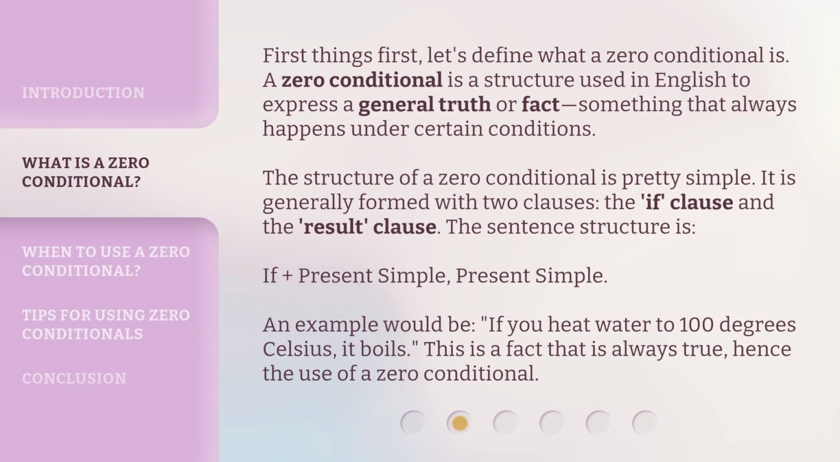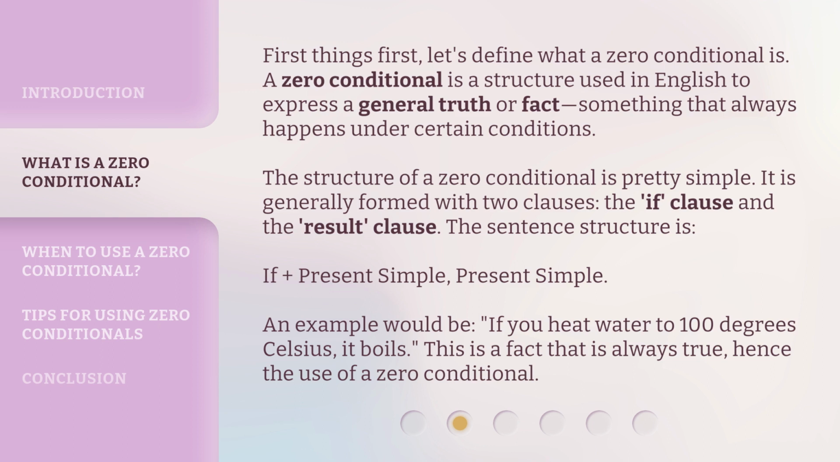First things first, let's define what a zero conditional is. A zero conditional is a structure used in English to express a general truth or fact, something that always happens under certain conditions. The structure of a zero conditional is pretty simple. It is generally formed with two clauses: the if clause and the result clause. The sentence structure is if plus present simple, present simple.